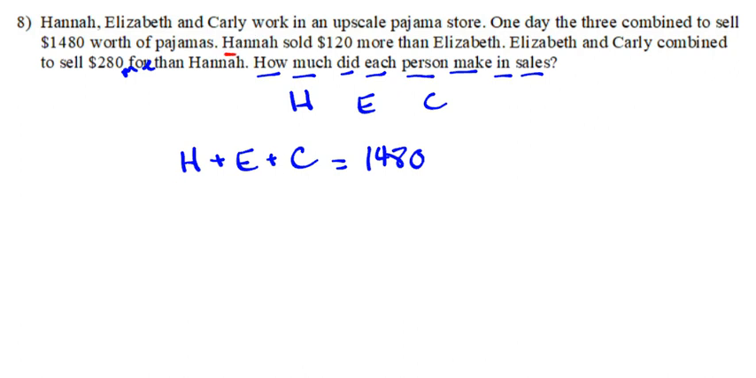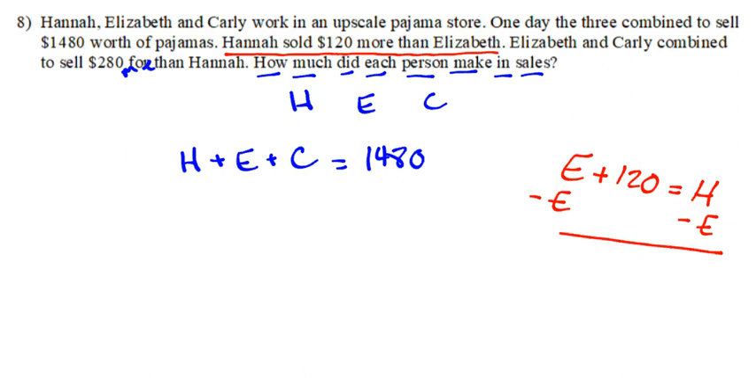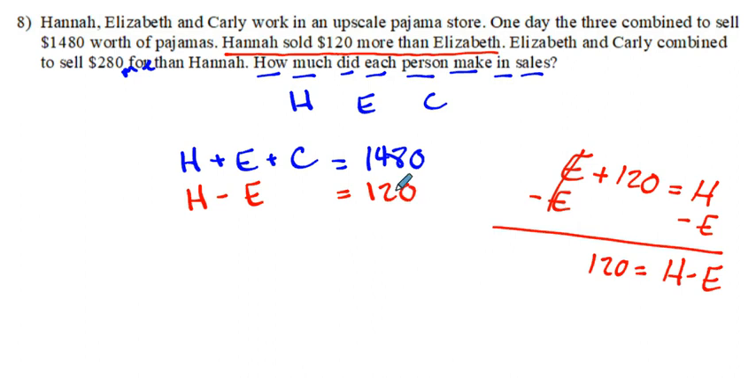All right, then we're going to look at this next statement. Hannah sold $120 more than Elizabeth. So Elizabeth sold some stuff, but if we add $120 to that, we're going to find out how much Hannah sold. But we want to get all the variables on the same side. So you get 120 equals H minus E. So I'm going to write the variables on the left, H minus E. There is no C here in this equation, equals 120. We're going to have one more.